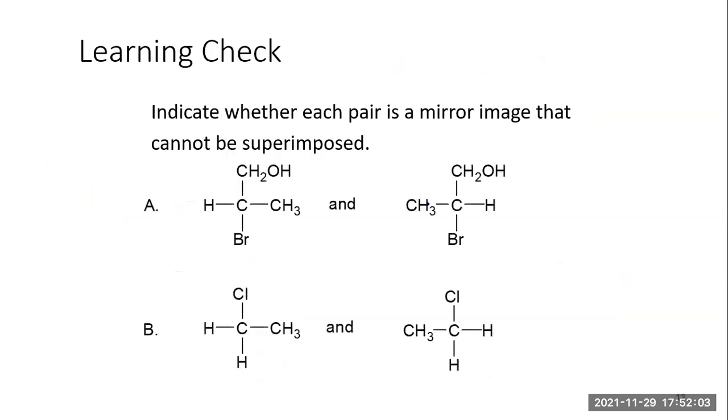All right, so take a second here and try to decide, indicate whether each pair is a mirror image that cannot be superimposed. So we're actually looking at kind of a double negative there. It cannot be superimposed. So see what you come up with. So let's take a look and see. Basically it's asking, if you put a mirror in front of both of these guys, will this guy here be able to be superimposed or not?